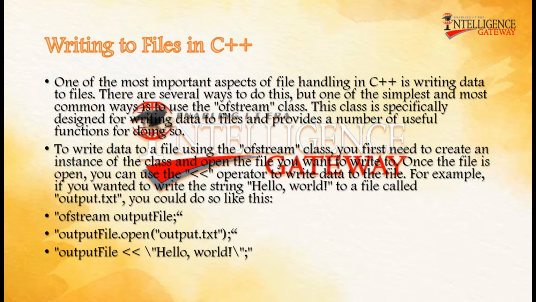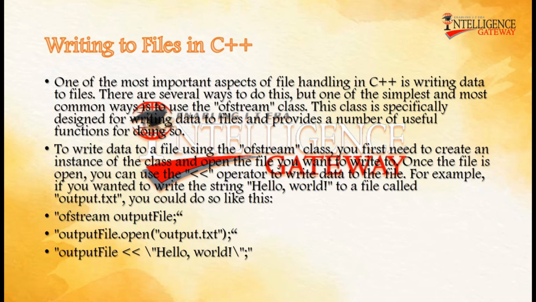Writing to files in C++. One of the most important aspects of file handling in C++ is writing data to files. There are several ways to do this, but one of the simplest and most common ways is to use the ofstream class. This class is specifically designed for writing data to files and provides a number of useful functions for doing so. To write data to a file using the ofstream class, you first need to create an instance of the class and open the file you want to write to.